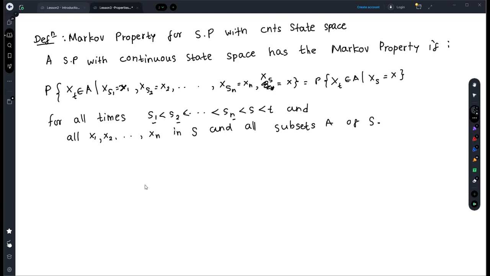So the probability that Xt is in the space A, given that at time s1, x is x1, at time s2, x value is x2, at time sn, x value is xn, and Xs equals x, that is at time s, right? This equals the probability Xt in A given Xs equals x, only this one, right?